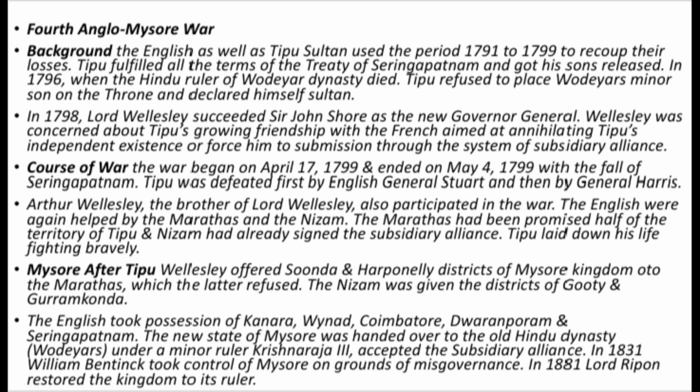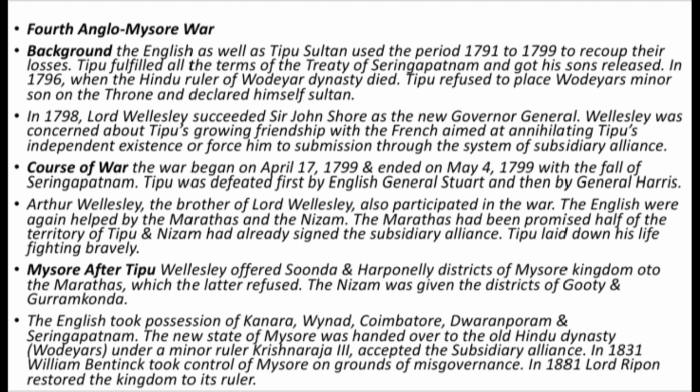So, the course of war. The war began on April 17, 1799 and ended on May 4, 1799, with the fall of Srirangapatnam. Tipu was defeated first by the English General Stuart and then by General Harris. Arthur Wellesley, the brother of Lord Wellesley, also participated in the war. The English were again helped by the Marathas and the Nizam.